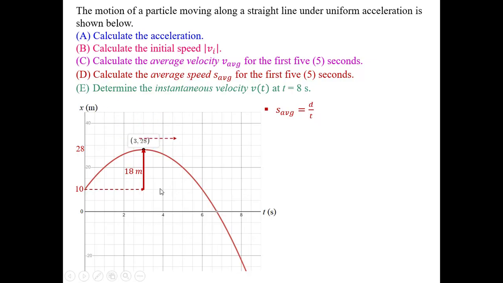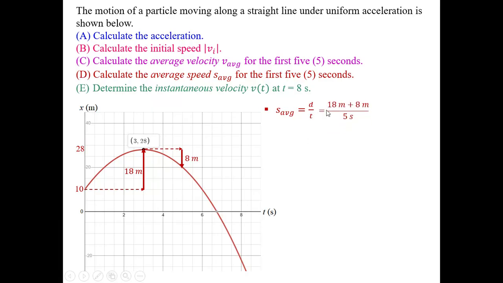And then I'm not done yet because it wants for the first 5 seconds. So I need to go from 3 to 5. And then from 3 to 5, it went down back to 20. So it went from 10 to 28, and then from 28 back to 20. Okay, so from 28 back to 20, it's a difference of 8. But distance is a scalar, so I just need to add everything up. So it'll be 18 plus 8.